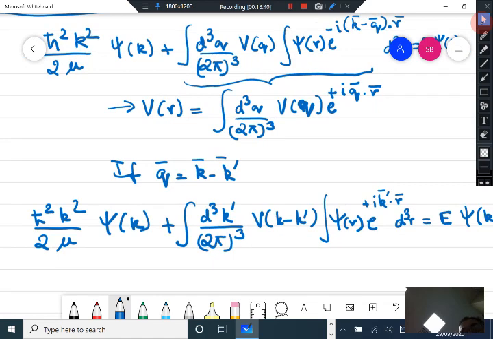Where k and k prime are the momentas of the electrons. One has momentum k and another has momentum k prime. So this represents the two momentas of the particles. Q is k minus k prime. We are integrating over the momentum. Now here we can see that we are writing the potential in terms of the momentum, and this is how you get your expression. This is how you simplify your Schrodinger's equation, which you have Fourier transformed for these two electrons which are interacting with this potential V.